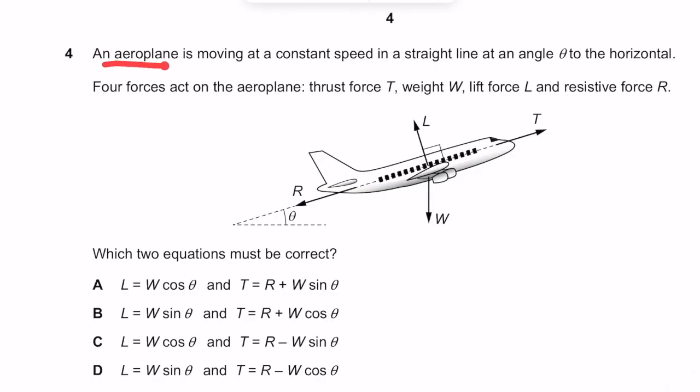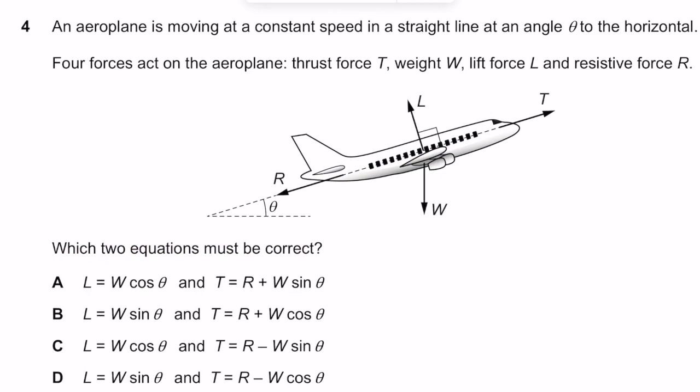An aeroplane is moving at a constant speed in a straight line at an angle theta to the horizontal. Four forces act on the aeroplane: thrust force, weight, lift force, and resistive force. Which two equations must be correct? Alright, this is a typical question where you have to resolve the weight into two perpendicular directions.